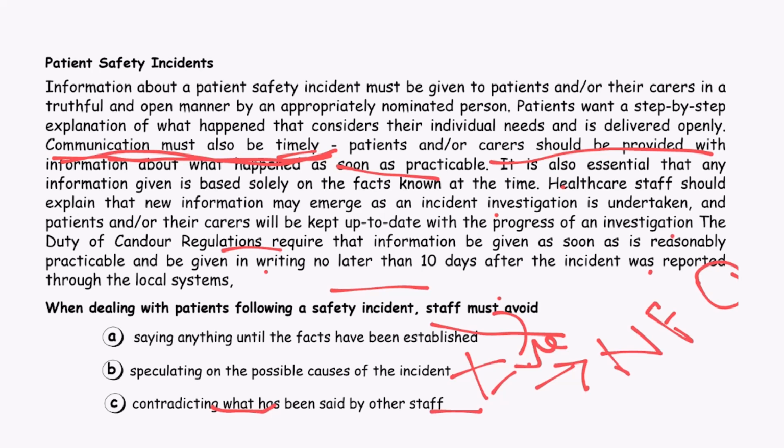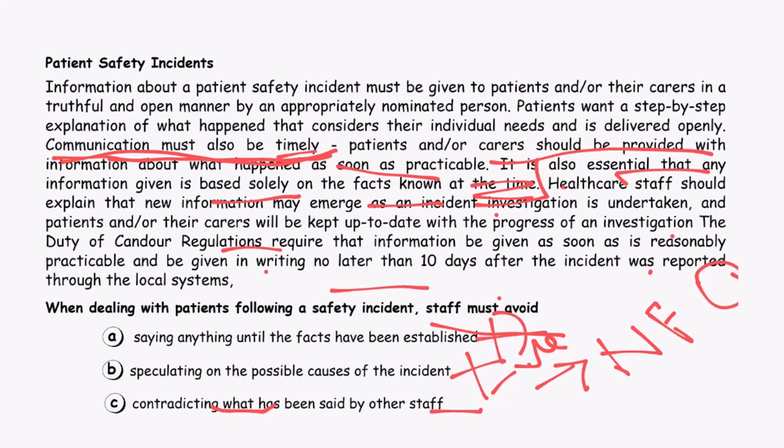And let's correlate with answer option A: saying anything until the facts have been established. So staff must avoid saying anything until the facts have been established, which means we are supposed not to say anything until the facts are established. But what they have mentioned is that it is also essential that any information given is based solely on the facts known at the time. So whatever you know at the time, you have to establish. So this is the opposite information. This is not the information they have given in the passage, so you can eliminate answer option A.